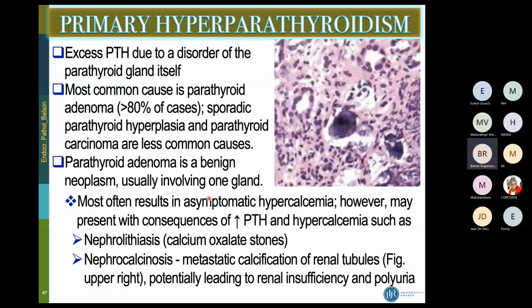Most often this results in asymptomatic hypercalcemia. However, it may present with the consequences of increased PTH and hypercalcemia. These include nephrolithiasis, meaning there are stones composed of calcium oxalate within the kidneys, and nephrocalcinosis, which is metastatic calcification of the renal tubules, potentially leading to renal insufficiency.